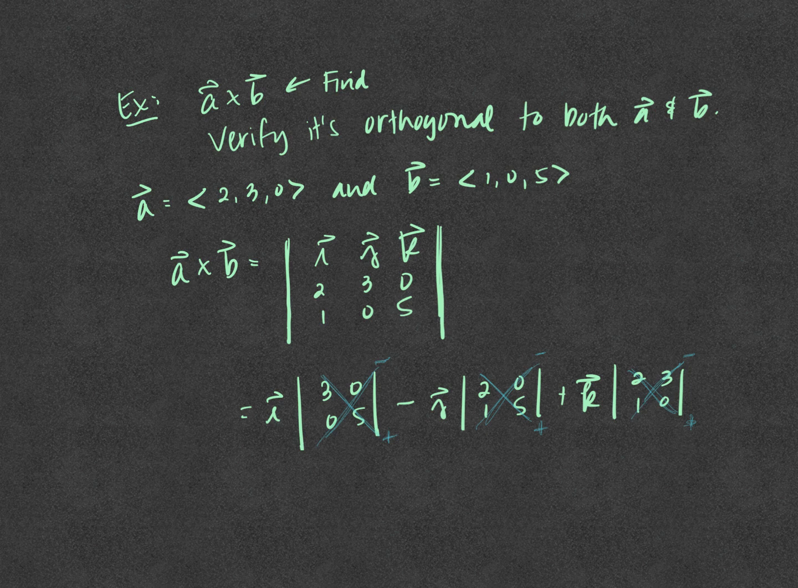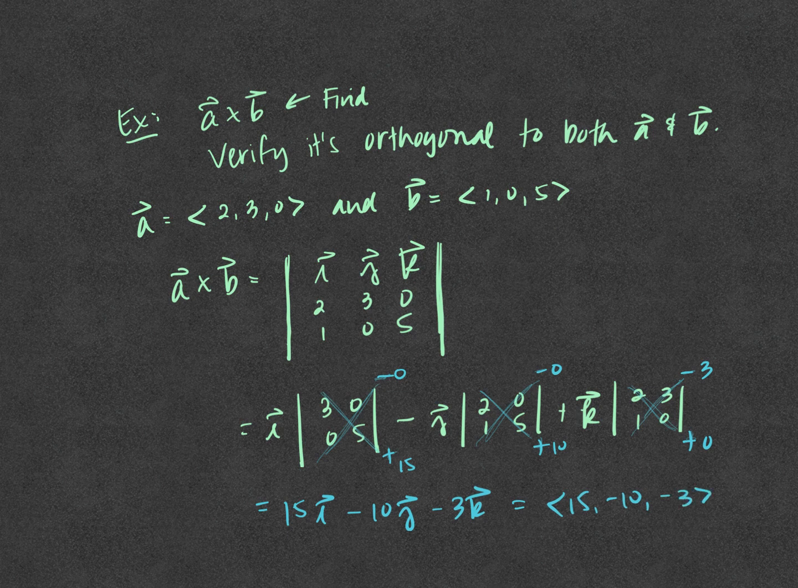We'll see. All right, so we have 15 and 0. So we have 15i. And then we have positive 10 and minus 0. So we have minus 10j, and then we have plus 0 and minus 3, so we have minus 3k. So we're going to say that this equals 15, negative 10, and negative 3. All right, so this is our orthogonal vector. This is A cross B. I'm going to label it over here A cross B because it's important that you label your answers correctly.